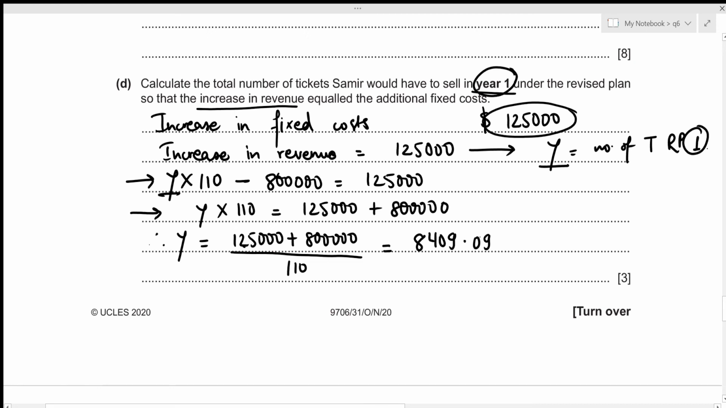Which results in the value of 8,409.09. And since we're talking about the number of tickets, we cannot put it in a decimal value, so we need to round it off. So this goes to 8,410. So this will be the number of tickets we need to sell in order for the increase in revenue to be equal to the additional fixed cost of 125,000. This concludes the fourth part of this question. Now we can move towards the fifth one.